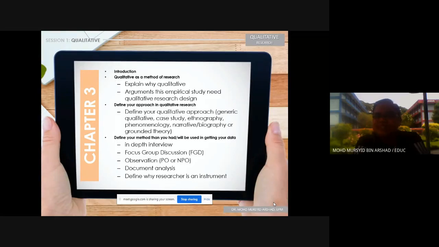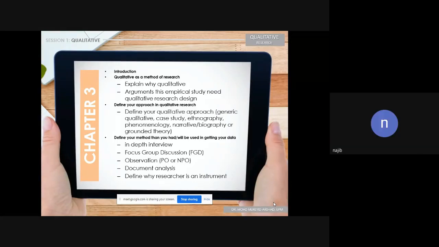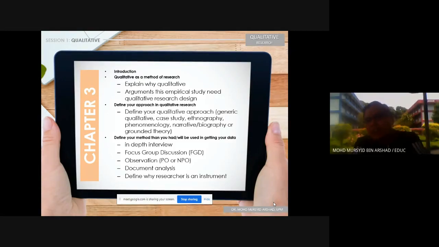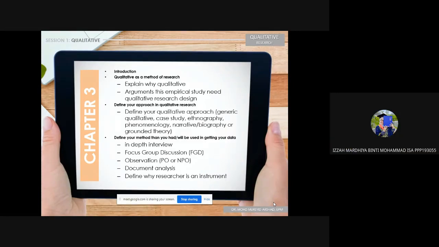Doctor, my name is... Yes, please. I want to ask you about PhD: can we use only one theory in research? One theory in the theoretical framework? I'm not clear with the question. Can you speak louder? Sorry, can we use only one theory to support our research?